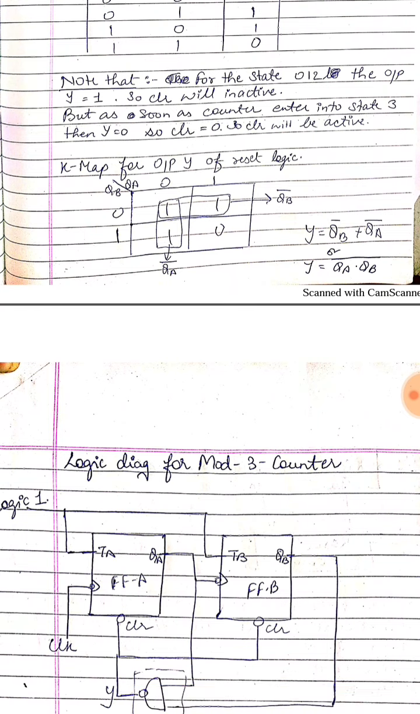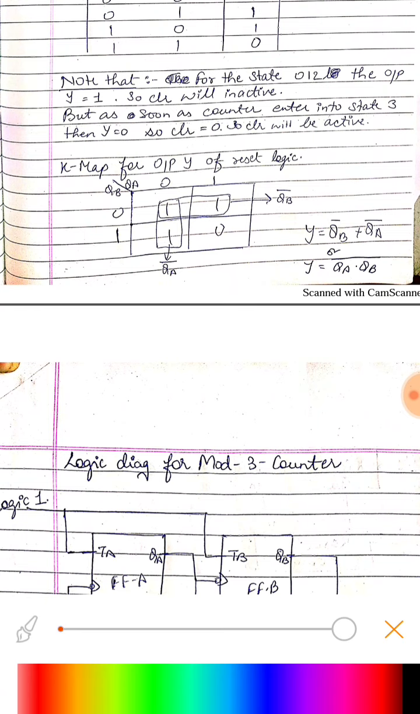All of you know that for 2 bits we will have a 4-cell K-map. So this comes out to be our y, that is QB bar plus QA bar, or (QA dot QB) whole bar. This is nothing but De Morgan's law. So this is how we would implement our reset circuit.